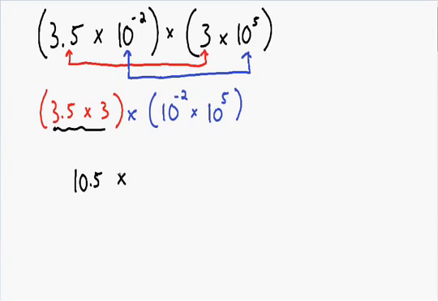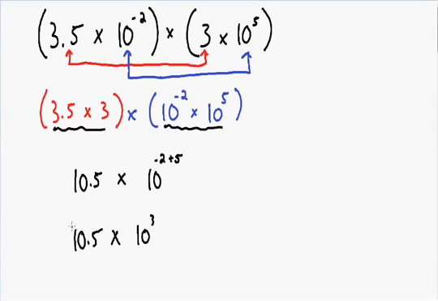And in blue, we have 10 to the negative 2 times 10 to the 5th. Once again, we're multiplying two exponents with the same base, so we can simplify this by adding the exponents. We have negative 2, and we need to add that with our other exponent of 5. So if we simplify this, we have 10.5 times 10, and in the exponent we have negative 2 plus 5, which is equal to 3. So now we have a final answer of 10.5 times 10 to the third, which is not okay.